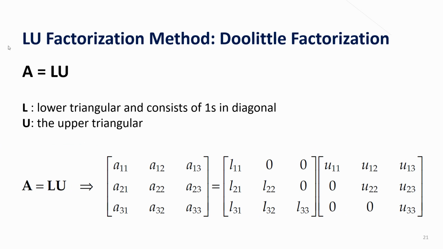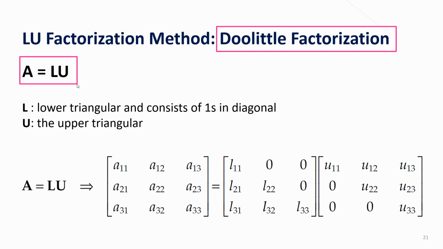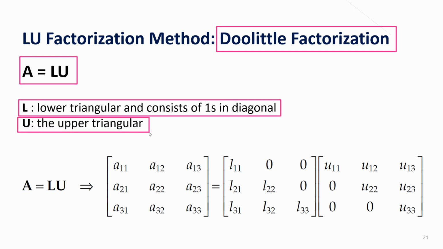So basically, in the LU factorization methods, especially the Doolittle factorization, you just want to transform the A matrix into two matrices, L and then U. L will be a lower triangular matrix, meaning that all the diagonals consist of one value, and U will be the upper triangular matrix, which we can generate using the same approach as in the Gauss elimination.